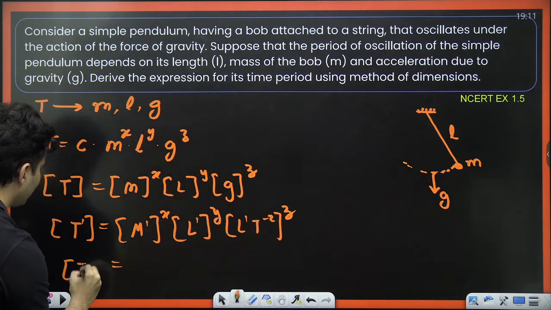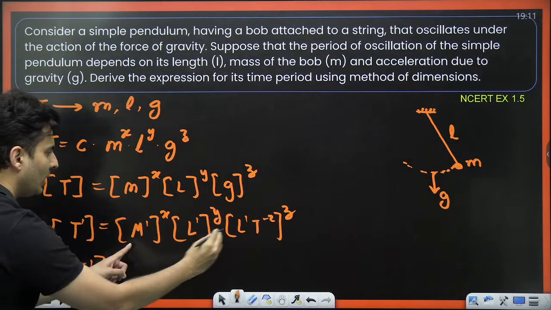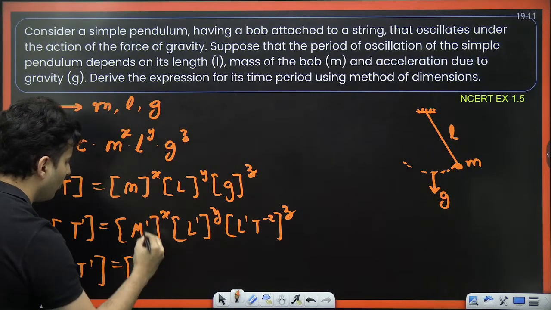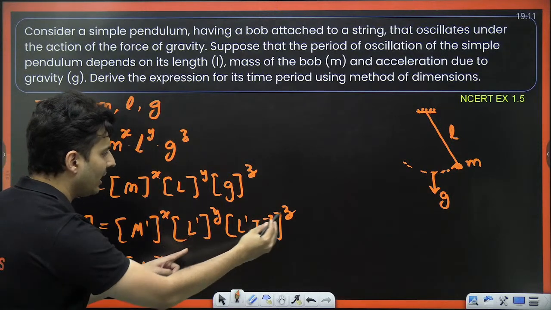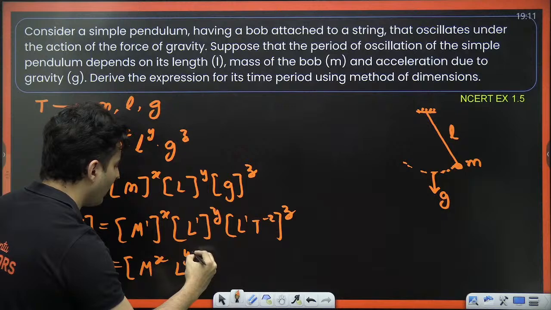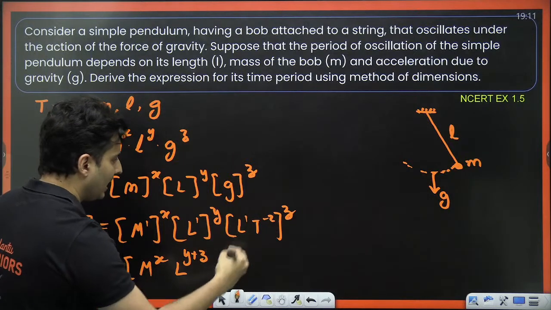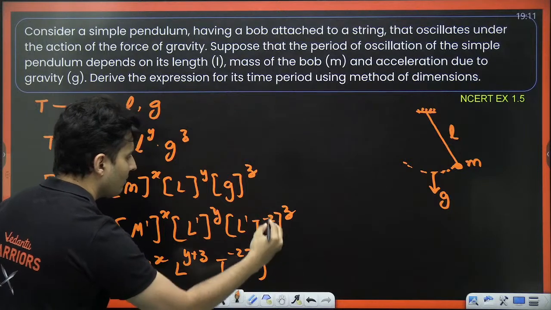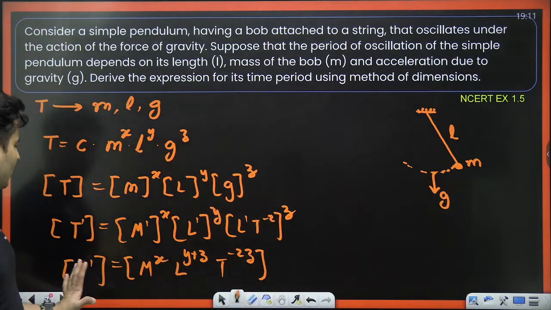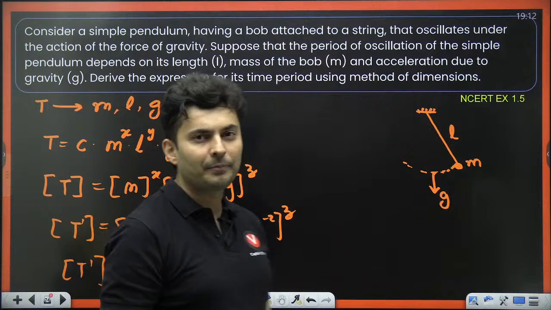Rearrange it to write it in a slightly better form. There is only one mass term, so M raised to 1 raised to x, meaning M raised to x, L raised to y, L raised to z. So L raised to y plus z. Time power is only -2z. That's all. So this is how the equation looks.